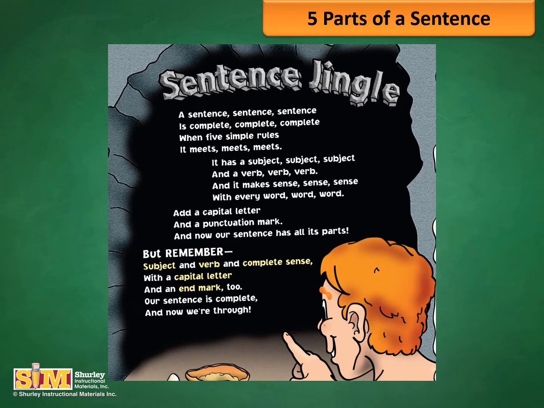Some sentences are long and some are short, but there are 5 things that all sentences have in common. Complete sentences contain a subject, a verb, and complete sense. They begin with a capital letter and end with an end mark.